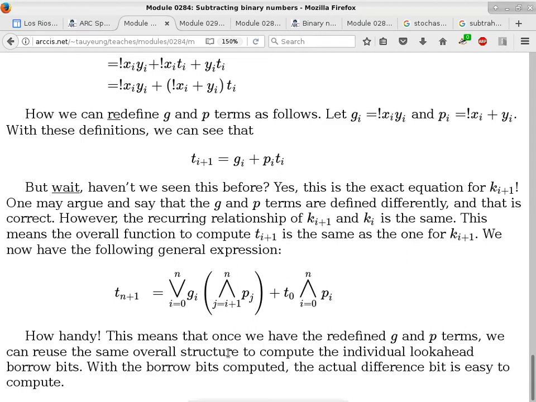So if that structure is preserved, then we can use exactly the same engine to generate the terms for T1, T2, T3, and so on. This is exactly the same. This expansion is exactly the same as what we did with addition.